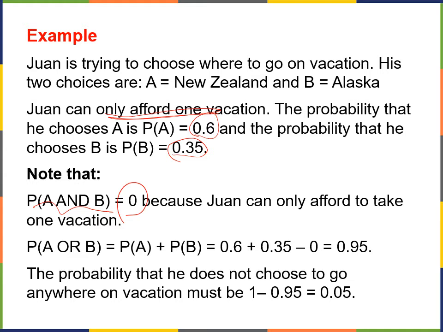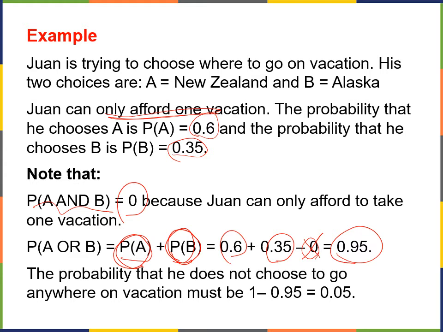So then if I wanted to find what's the probability that he goes to either New Zealand or Alaska, okay? What's the probability that he basically goes to one place, one of the two places? Well, I look at the probability of New Zealand plus the probability of Alaska, which is 0.6 and 0.35. And I'm going to subtract out that mutually exclusive part, the fact that it's 0. I don't have to worry about that. And I'm going to get 0.95. So the probability that he picks one of those two places based off the probabilities given is 0.95, using our addition rule for the OR probability.